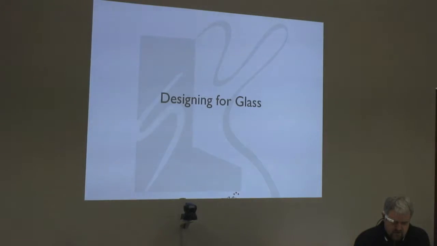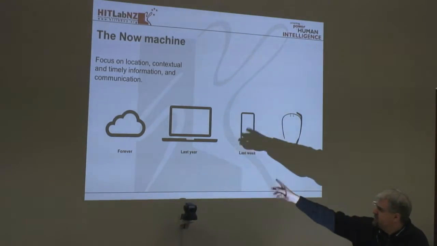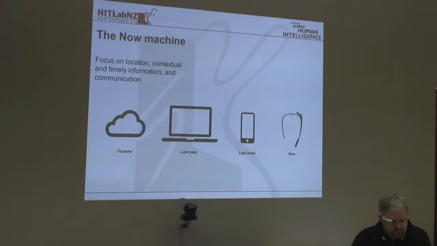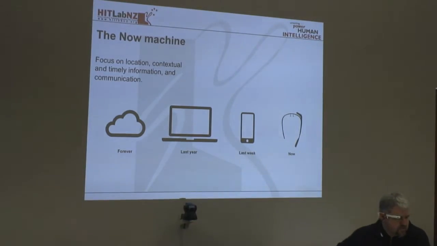So first of all, one underlying principle is that glass is kind of like a now machine. It's about focusing on location, context, and timely information that's right now. With cloud computing, the idea is that you store information forever. So when you put something onto your Gmail account or use Amazon Web Services, it gets stored forever. If you've got a laptop computer, maybe the information on your laptop is around for a year or two until you get a new laptop.